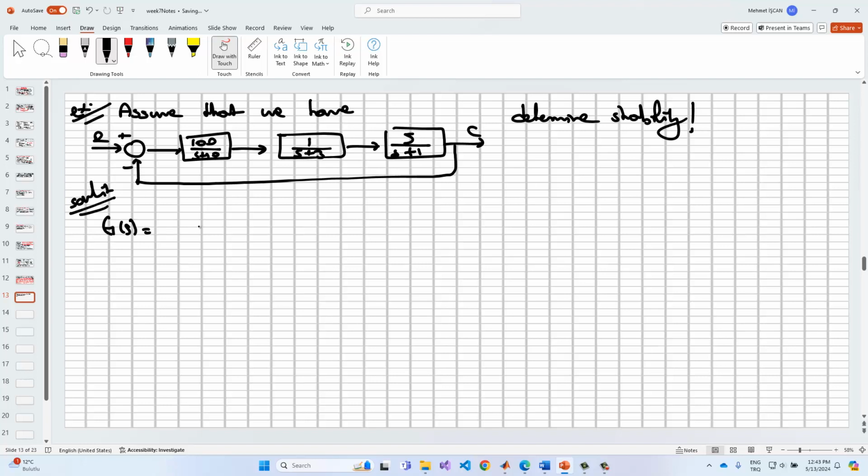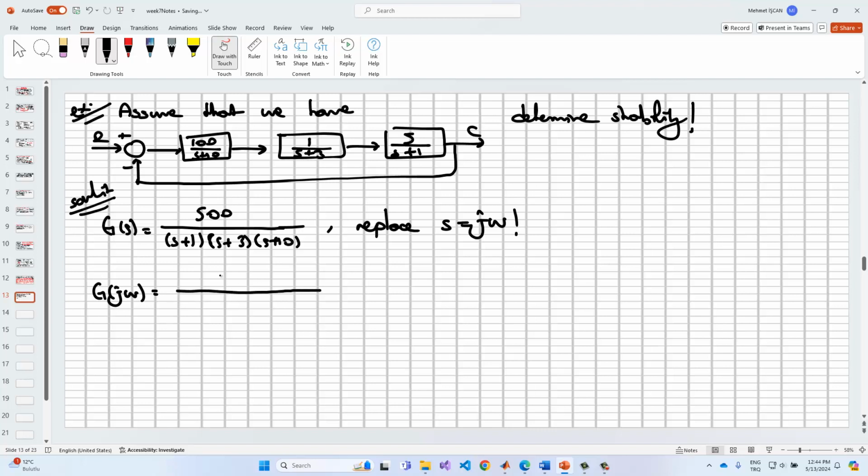G(s) is equal to what? 500 over (s plus 1)(s plus 3)(s plus 10). Okay, and we need to replace this value with s equal to jω, because we also need to search the frequency response, not just the real one. So we get G(jω) equal to 500 over (jω plus 1)(jω plus 3)(jω plus 10).